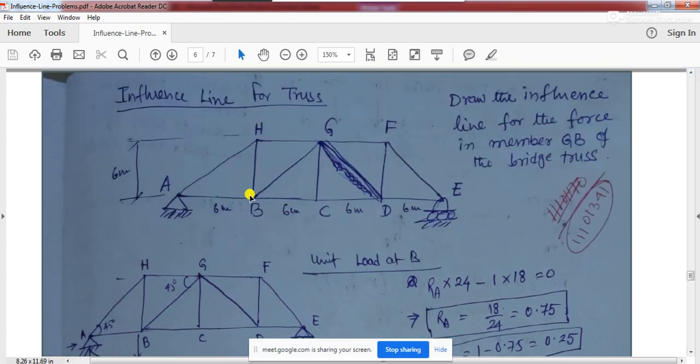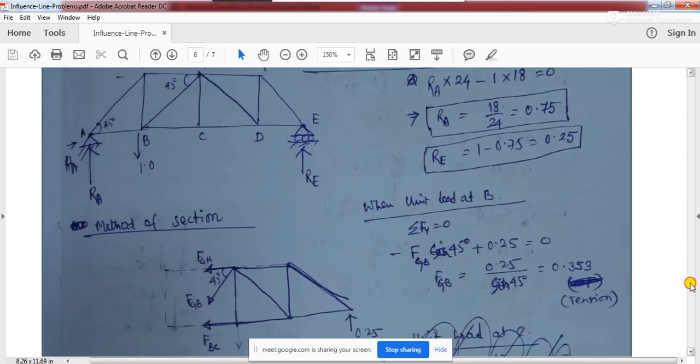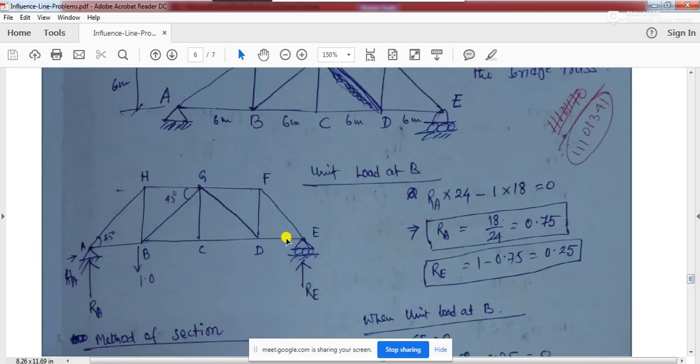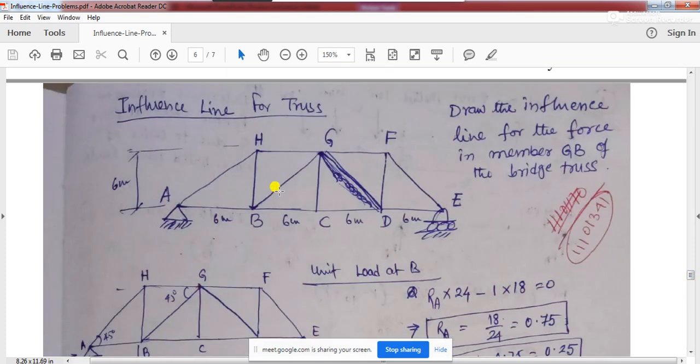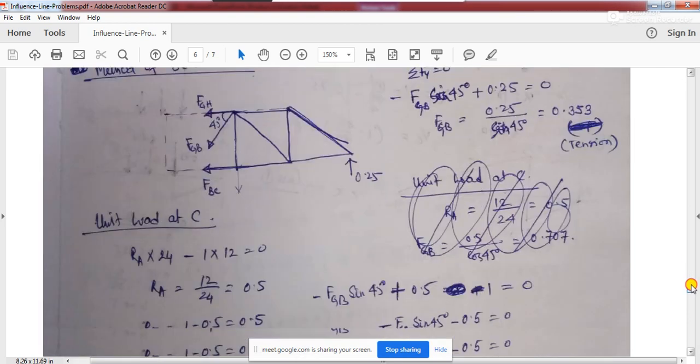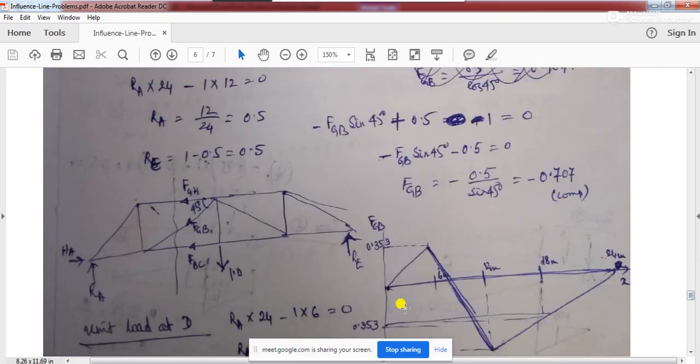See, this is the influence line for this member GB that we have plotted. After this, let's say a 10 kilonewton load is moving over this truss. Then what will be the maximum axial force? What will be the value of the maximum axial force at GB? How do you find it out?